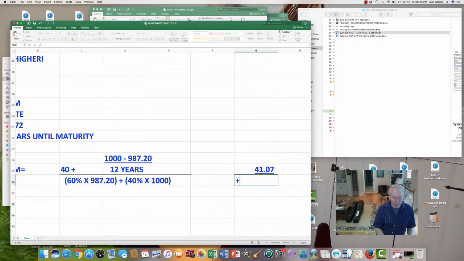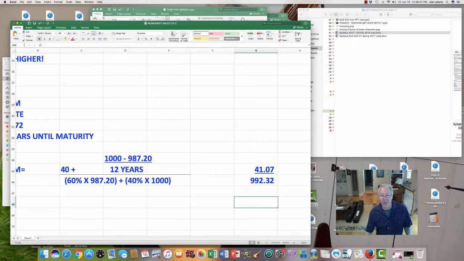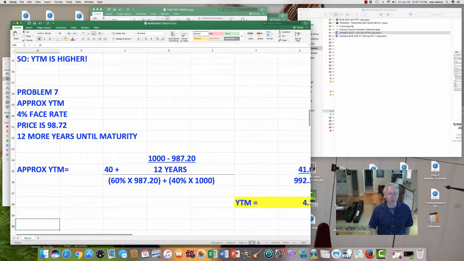My denominator is going to be 0.6 times 987.20 added to 0.4 times $1,000. Just follow the same procedure, and you get, with pennies, $992.32. Let's take that math: 41.07 divided by 992.32, and I want to see the result as a percentage, so I multiply it by 100. I give you a couple of decimal places, and that is going to be my approximate YTM. My answer is 4.14%. A lot of numbers there, friends, but really just plug and play. It's that easy.